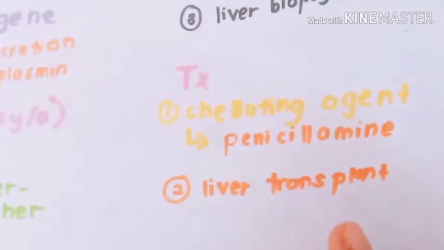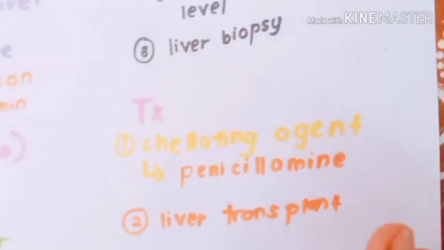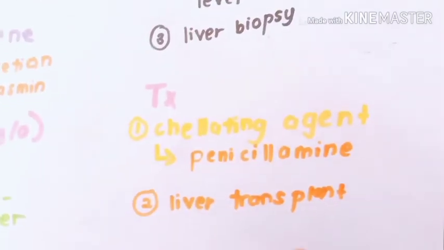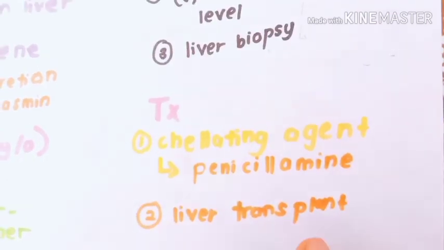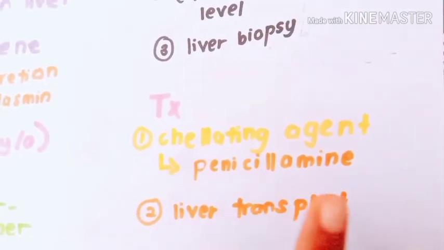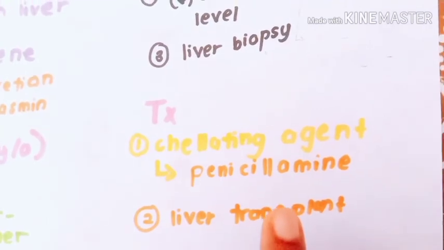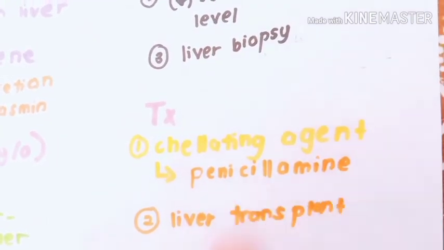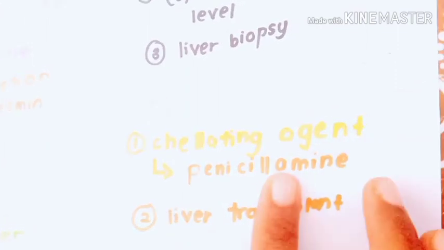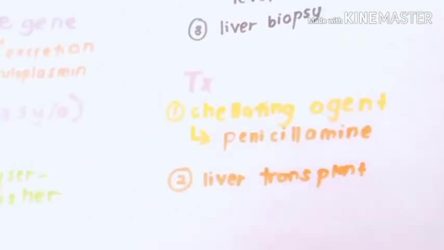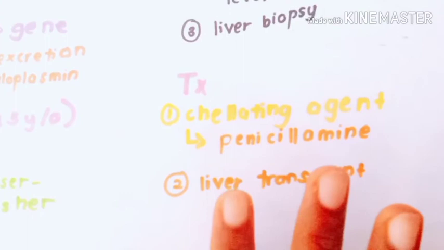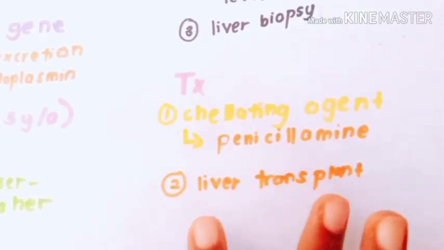For Wilson disease, there is treatment. We can treat it in two ways. First is by giving a chelating agent, which means a medication, penicillamine. Penicillamine detoxifies excess copper, so it will remove the excess copper from our body. This is for the early stage of Wilson disease. The next one is liver transplant. This is for the more advanced stage of Wilson disease.